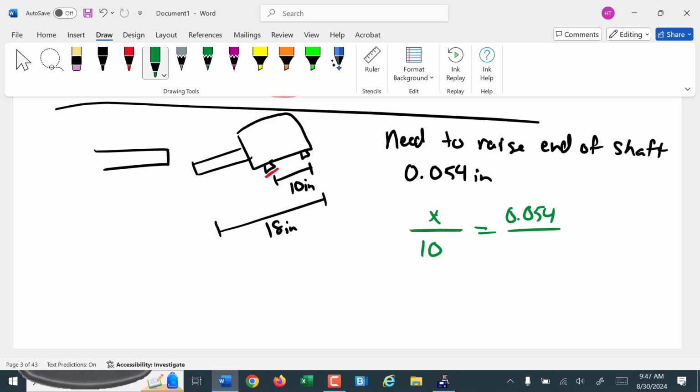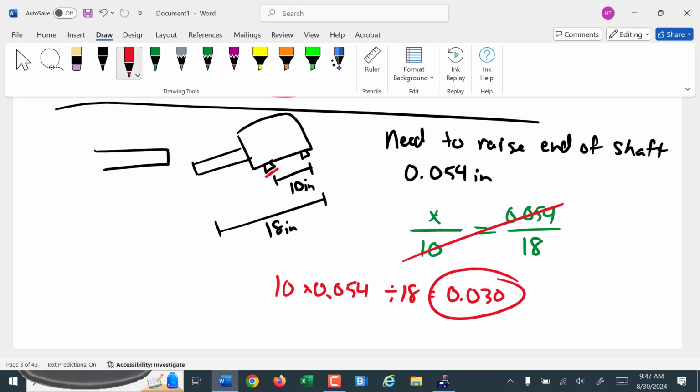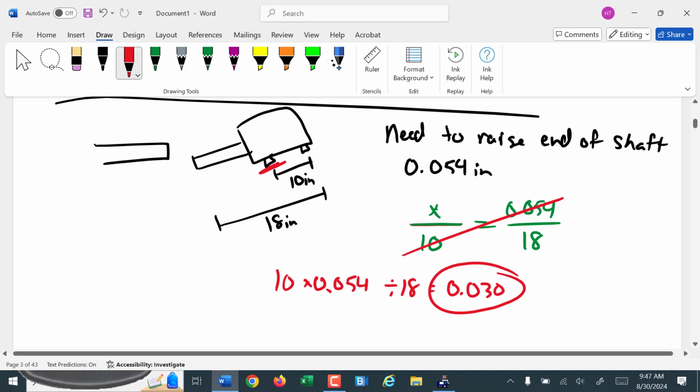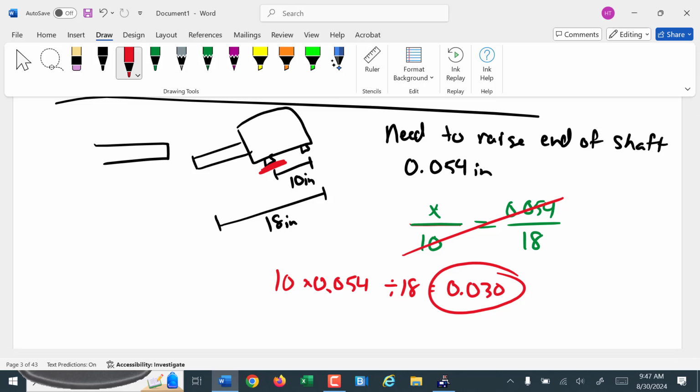So if we set this up, we're looking for the shim, right? So put X, perfect, over what? 10, and then on the other side? Over 18, perfect. So we're going to multiply 10 times 0.054 divided by 18 gives us what? 0.03, there we go. So we need a 30 thousandths shim. Any questions on that?